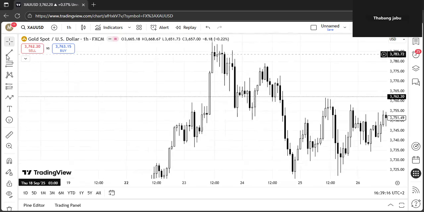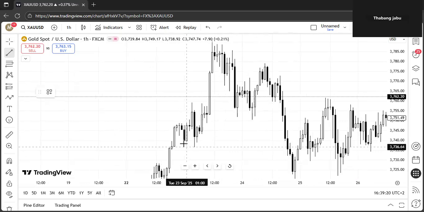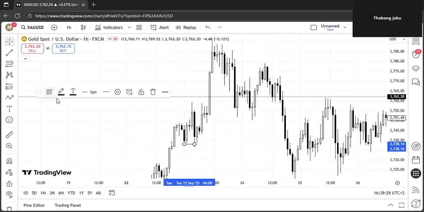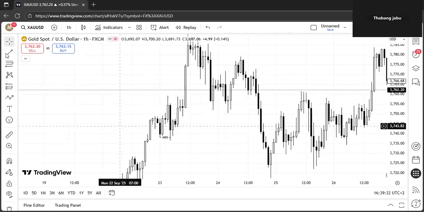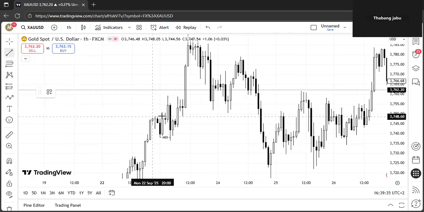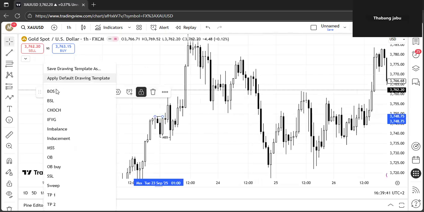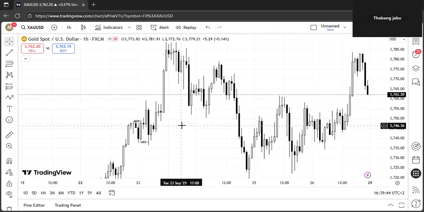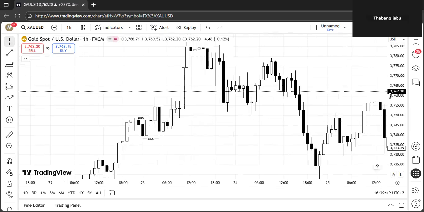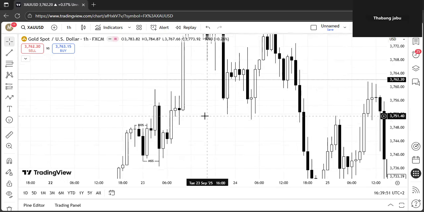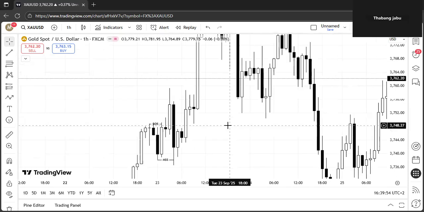Let's start from here. This is our change of character to the downside. And then obviously this is our break of structure, previous one. And one more thing, when you're using this strategy, I prefer it to be used on the 1 hour time frame and only on the 1 hour time frame because that's where it works best.